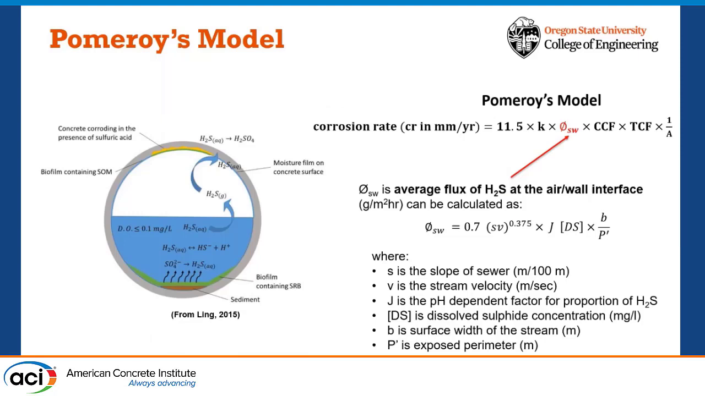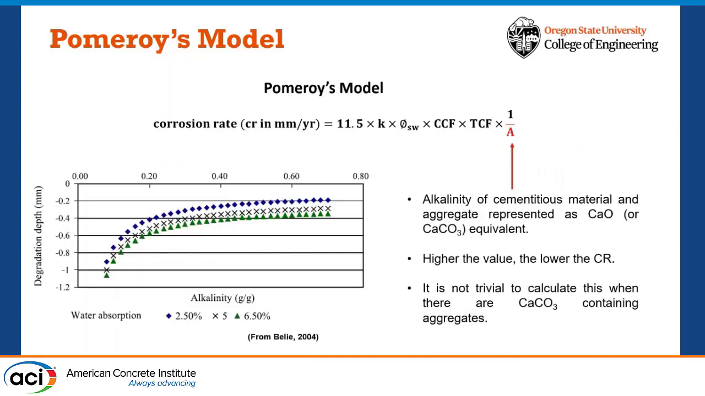And we have Phi. Phi represents the average flux of hydrogen sulfide in the sewer pipes. This can be measured in the field, or we can use another equation from Pomeroy's model, as you can see, with different parameters like slope and velocity. And the last parameter is the alkalinity. This is the alkalinity of the material that we use in the field. Due to the inverse relationship, if we have higher alkalinity, we get lower corrosion rates. You can see this from a study on the left.